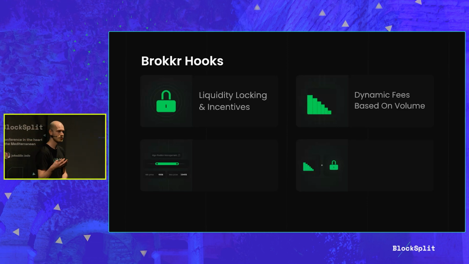Because Uniswap version 4 now allows any fee tier to be possible, what we did is we used volume as a proxy for volatility, and in times of high volume, we increase the fee, and when there's no volume, we decrease the fee.